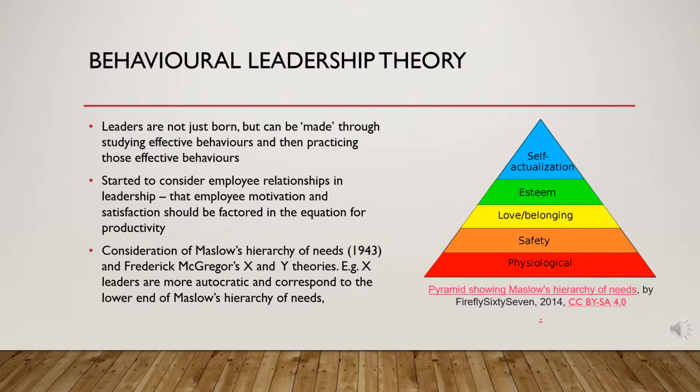These behaviorists started to consider employee relationships in leadership and realized that employee motivation and satisfaction should be factored into the equation for productivity. They also considered Maslow's hierarchy of needs and Douglas McGregor's X and Y theories. For example, X leaders are more autocratic and correspond to the lower end of Maslow's hierarchy of needs for safety and physiological needs. This is more transactional, whereas Y leaders on McGregor's grid correspond to esteem and belonging and are therefore more transformational in nature.